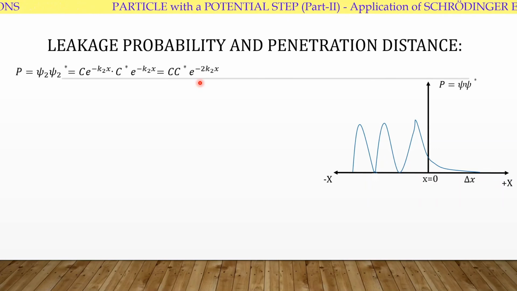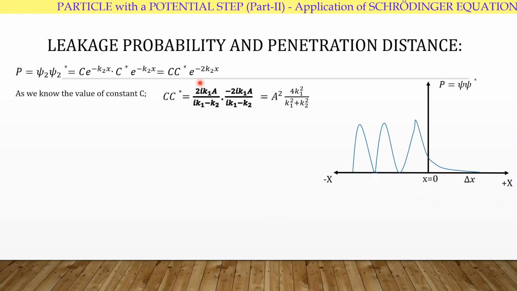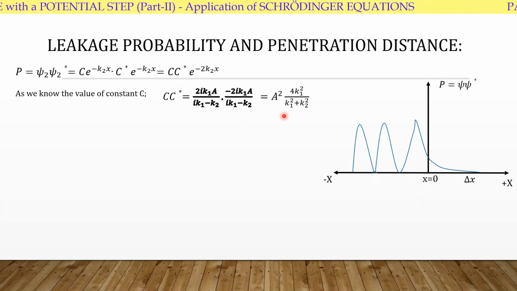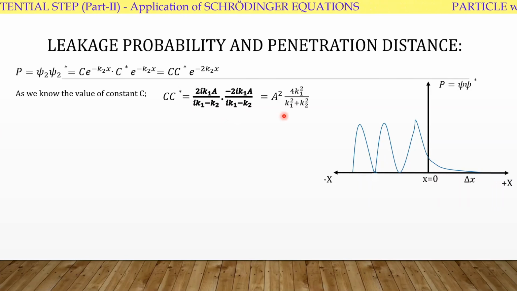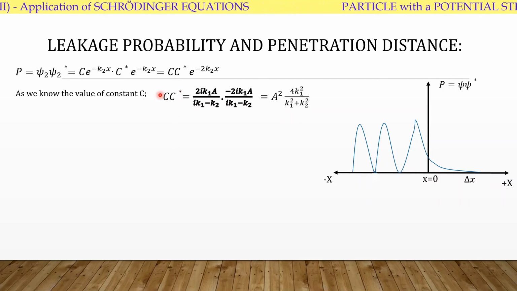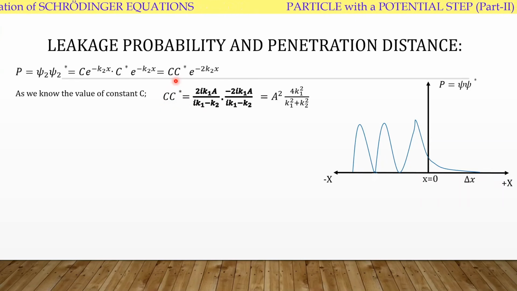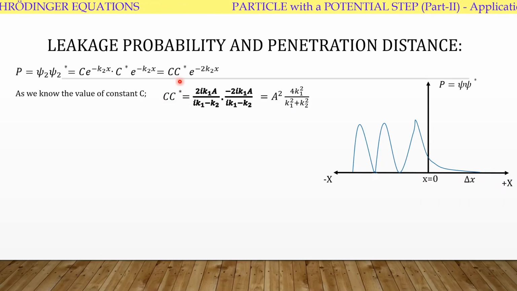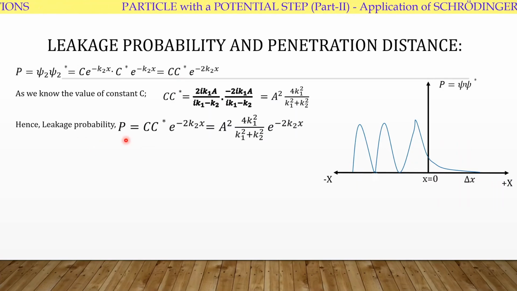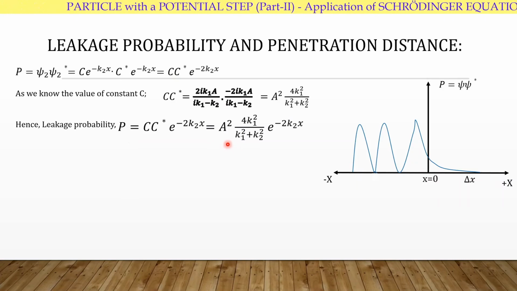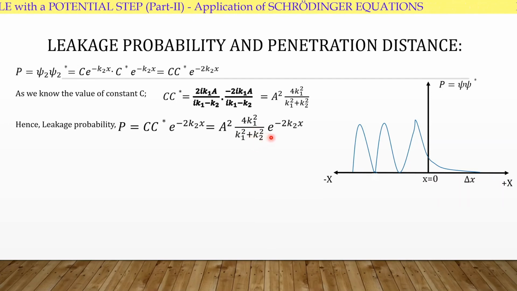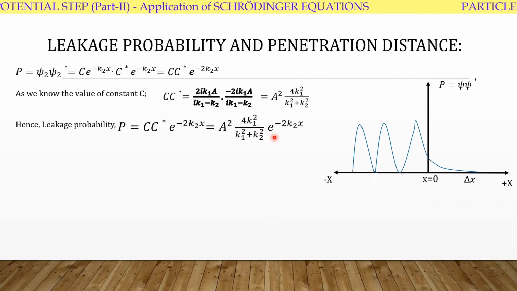So just replace the value of psi 2 here with its complex conjugate also, and you get the value of P as cc star into exponential minus 2k2 into x. You also know the value of x. So just replace it here and you will get A square into 4k1 square divided by k1 square plus k2 square. Substitute the value of cc star back into the expression for the probability, and you will get the final expression for the leakage probability, which is now A square into 4k1 square divided by k1 square plus k2 square into the exponential minus 2k2 into x.